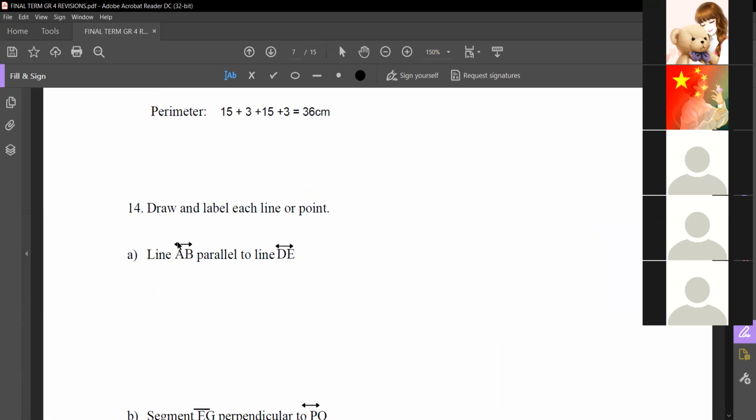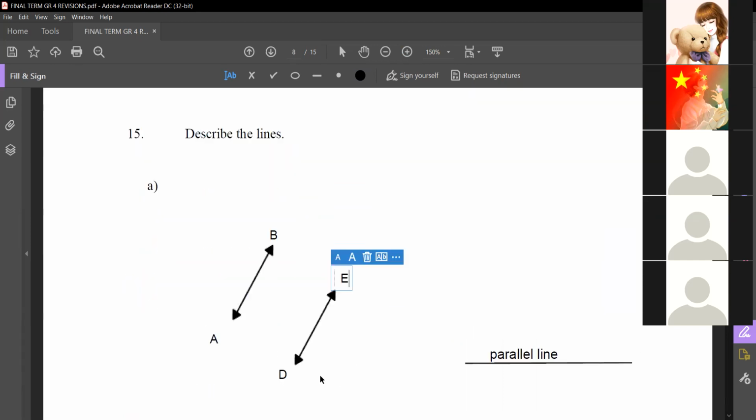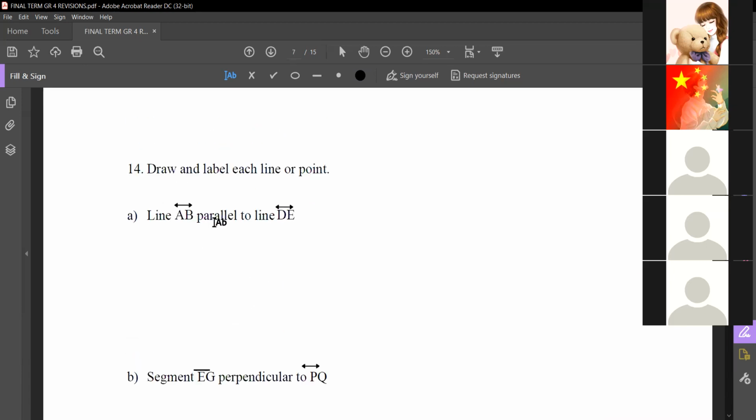So A, B, both sides have arrows. If you start from A, and here start from D, both sides have arrows, you have to draw like this. If one side has an arrow and the other side you didn't put an arrow, it's wrong. Usually in the exam paper, the teacher will state whether 2 sides have arrows or not. Understand?